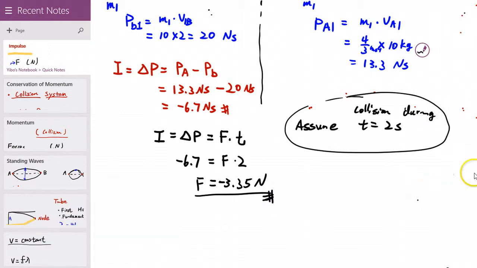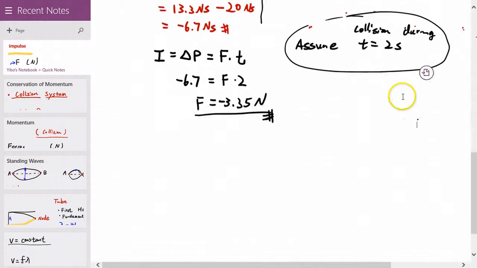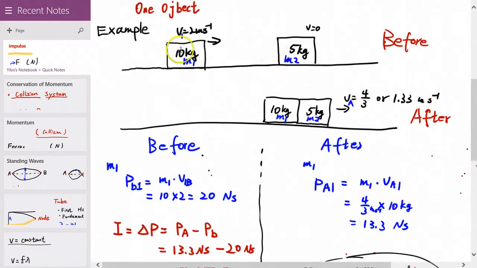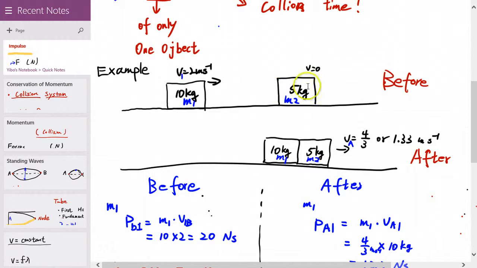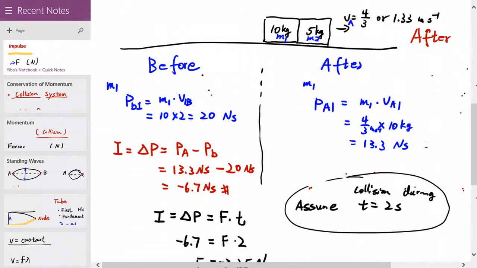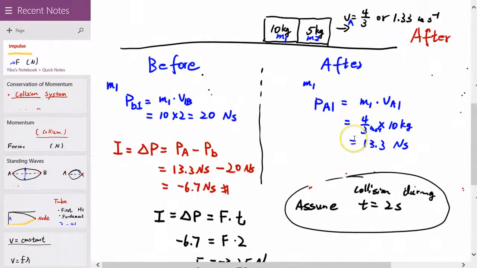This basically means, during the collision, object 1, mass 1, is applied, because it's minus, 3.35 Newtons of force on the object 2. Then afterwards, they're traveling together at this speed. So yeah, that's what it means.